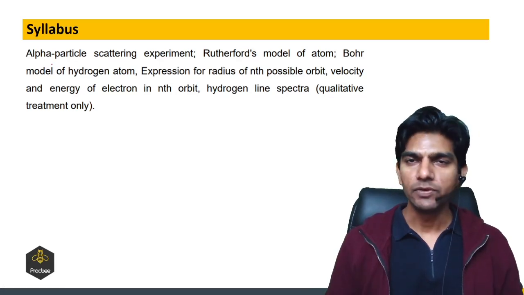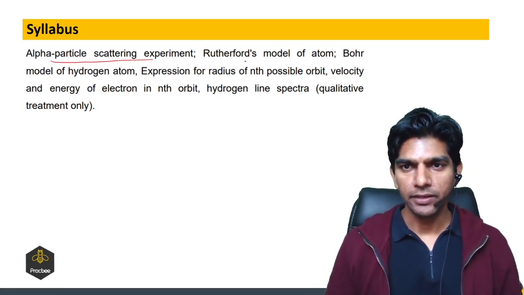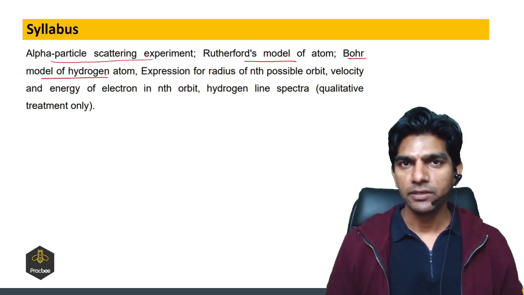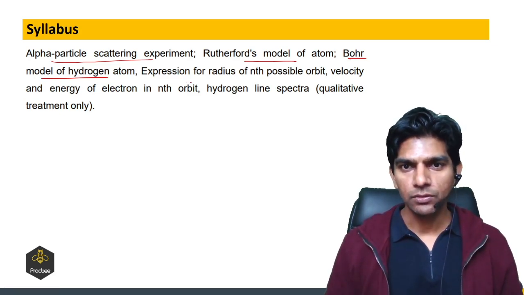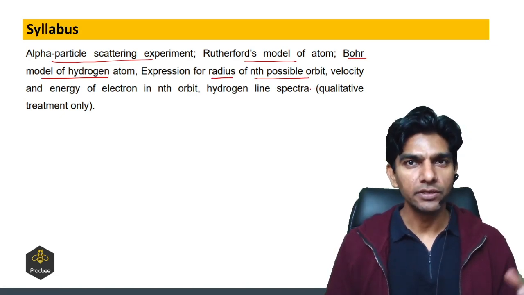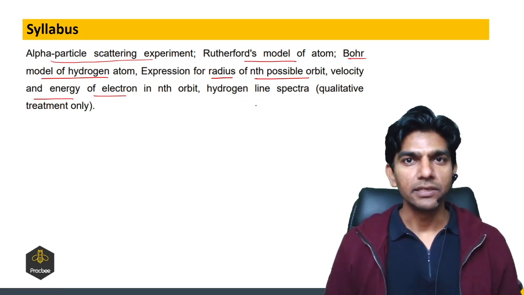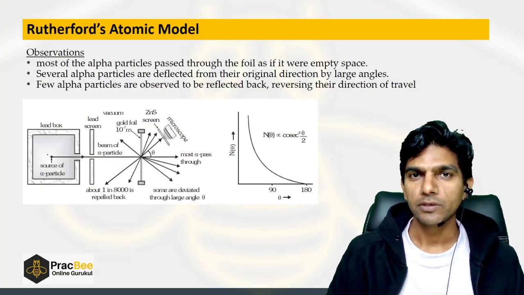First we'll cover the alpha particle scattering experiment, and then Rutherford's model of the atom and why this model is not valid, and then Bohr's model of the hydrogen atom, which is applicable for isoelectronic species. Then we'll also see the derivation for the radius of the nth orbit of the electron, the velocity of the electron in the nth orbit, and the energy of the electron in the nth orbit. And we'll also see the hydrogen line spectra, all the spectral series, like Lyman, Balmer, Paschen, Brackett, Pfund. Right, so let's start.